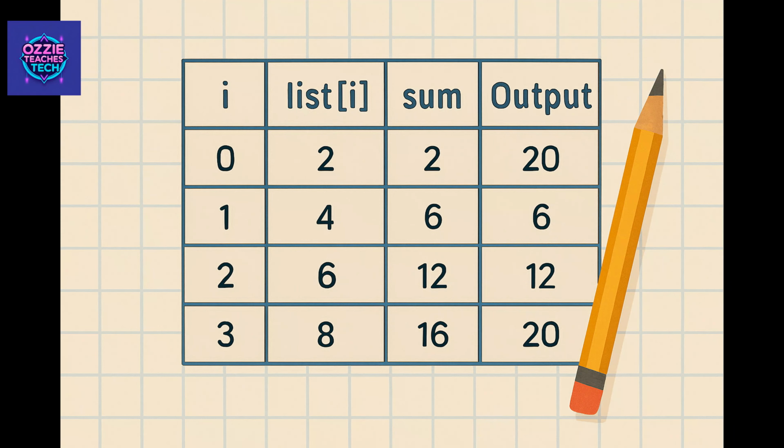A trace table is basically a slow motion replay of your algorithm. You create columns for every variable, and row by row, you write down exactly what each variable's value is after each line of code runs.